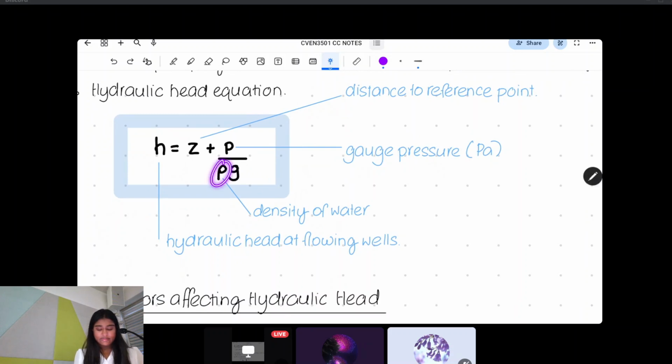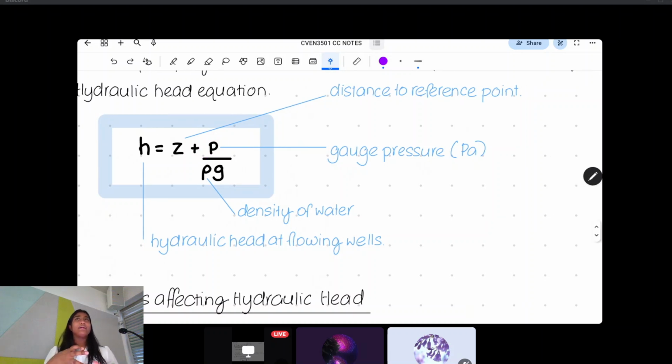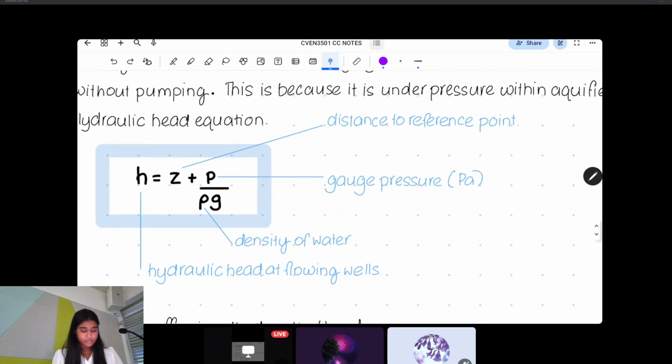This one here, that's the density of water. This is the gauge pressure. Within a well, it will be gauge pressure because it's not connected to the atmosphere, so the only pressure actually impacting it will be the pressure from the gauge. And then Z is just the distance to the reference point, the vertical distance.